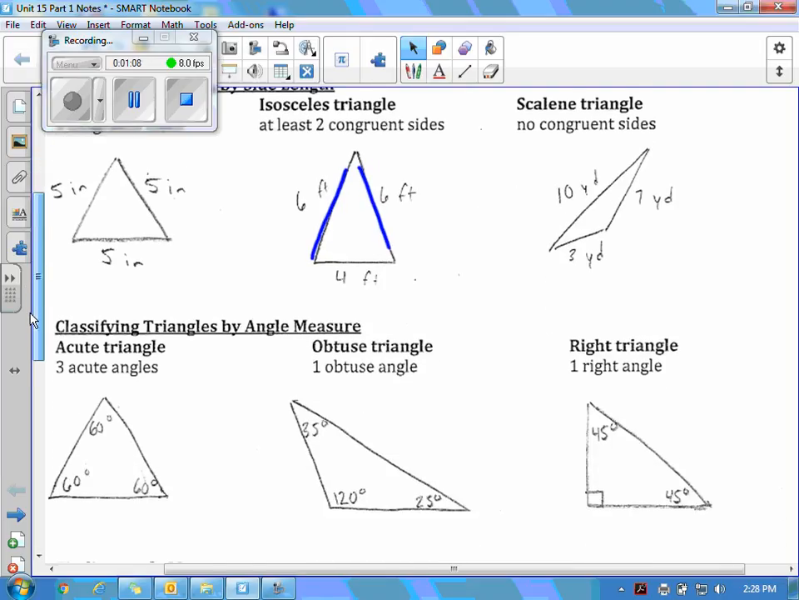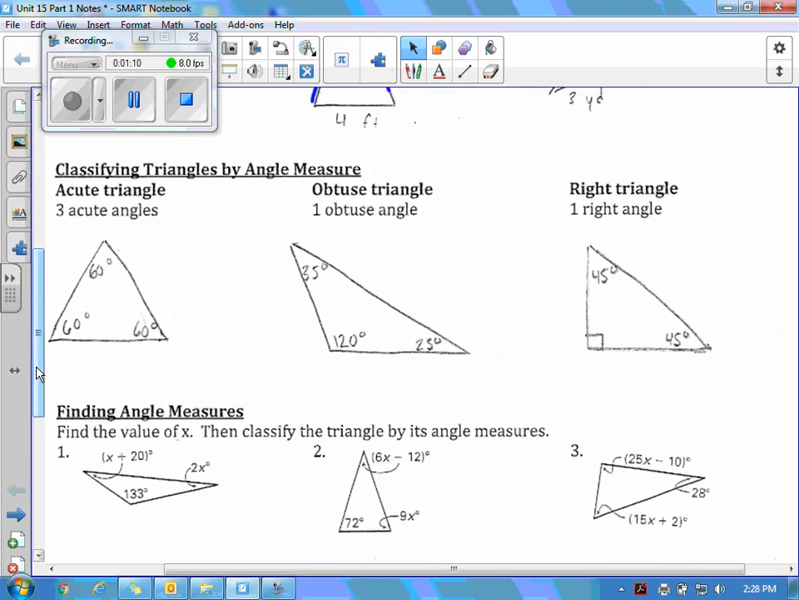We can also classify triangles by their angle measures. An acute triangle has 3 acute angles. So just a reminder, acute means less than 90 degrees. So an acute triangle has 3 angles that are less than 90. Now I drew a triangle with 3 angles that are exactly the same. They don't have to be the same to be acute, they just all have to be less than 90.